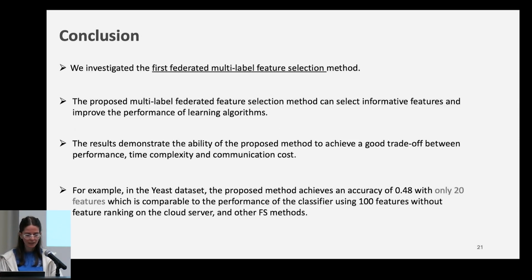So as a conclusion, this is the first federated multi-label feature selection method that tries to select informative features and improve the performance of the learning algorithm, so we can obtain a good trade-off between performance, communication cost, and computational cost. And as you saw in the figures in the previous slides, for example, in the yeast dataset, we can obtain better results with only 20 features compared to other methods with, for example, 100 features or something like this.